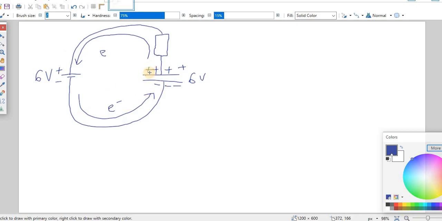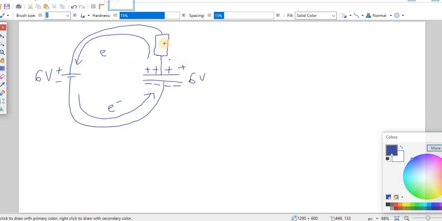So that process continues until the potential difference across the capacitor is equal to the potential difference across the battery, or we can say the terminal potential difference across the battery. And if it doesn't have internal resistance, we say that the EMF of the battery is equal to the potential difference across the capacitor. All right, so this is what happens.